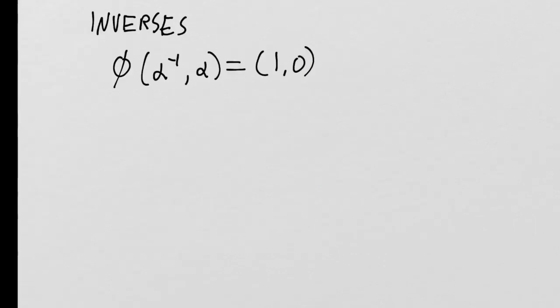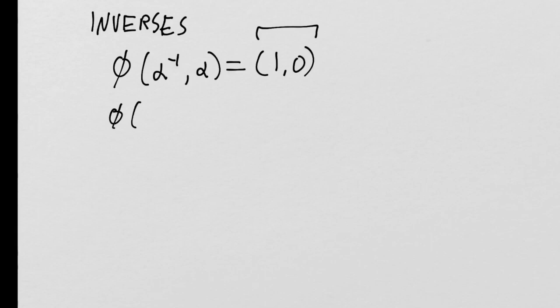So showing inverses is pretty straightforward. You have to show that for every alpha, you can find an alpha inverse, and your expectation is that the result is going to be 1, 0. Now we have to lean into this ordered pair notation, but it's going to be a scaling of unity and a shift of 0. And it isn't too difficult to see what a likely inverse is.